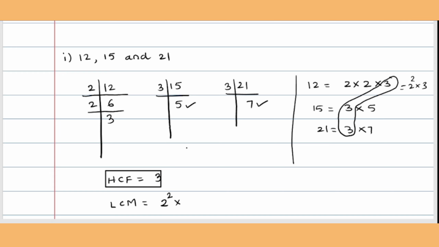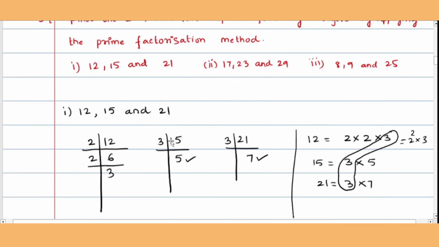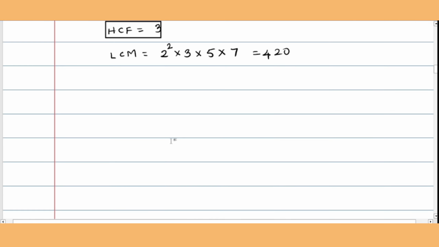In 3 we have only 3. In 5 we have 5, and in 7 we have 7. So the LCM is the product of these numbers. We get 420. So the LCM of the given numbers 12, 15 and 21 is 420. Now we move to the next set of numbers, that is 17, 23 and 29.